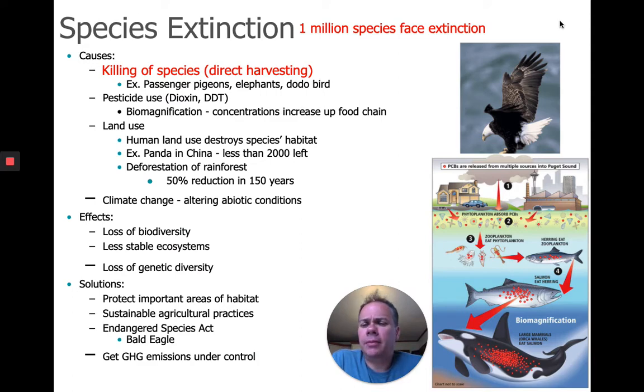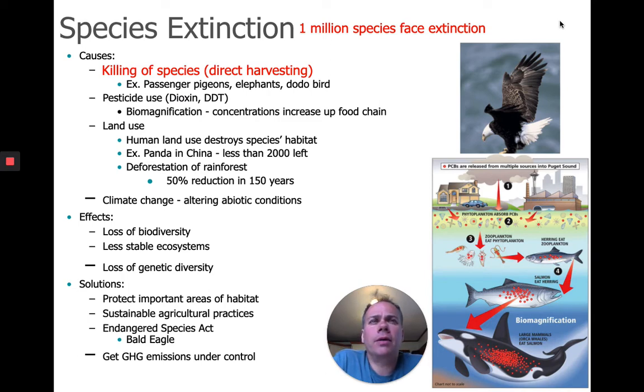But most of the time species become extinct not so much because humans are directly killing the animals or the plants, but for other reasons. Pesticide use. Pesticides are used to help in agriculture, to kill weeds and insects that might prey on crops. Well, pesticide use can have significant negative impacts on the environment and can lead to the extinction of species. One famous example of this is with bald eagles and other birds of prey.